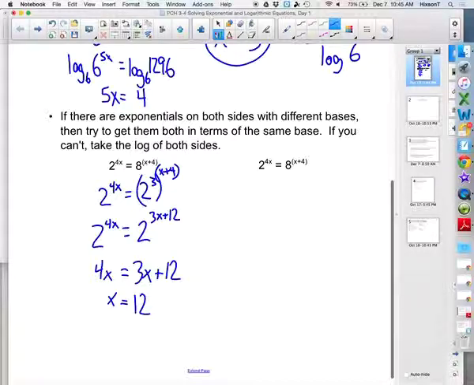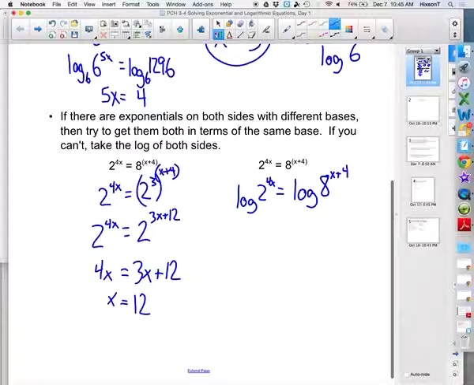The second option, if we can't get them in terms of the same base, just take the log of both sides. Now let's look at what we mean when we're going to do this. I'm just talking about the log base 10. So the log of 2 to the 4x equals the log of 8 to the x plus 4.